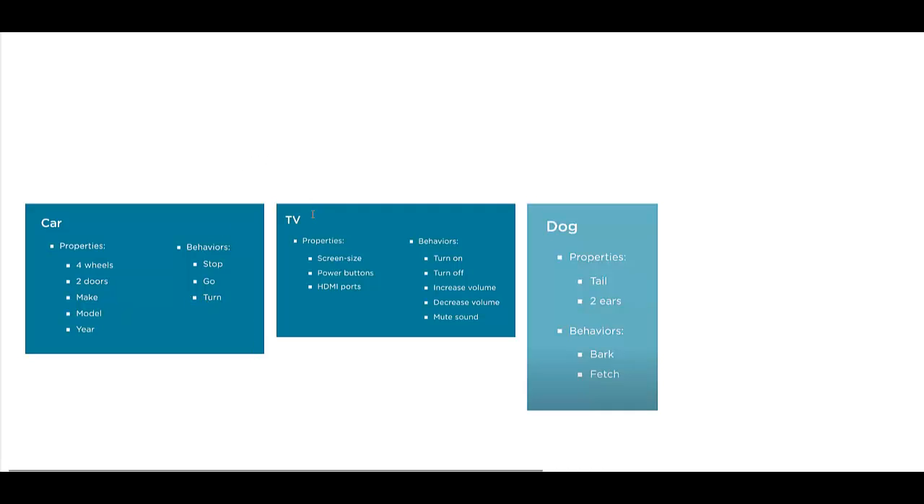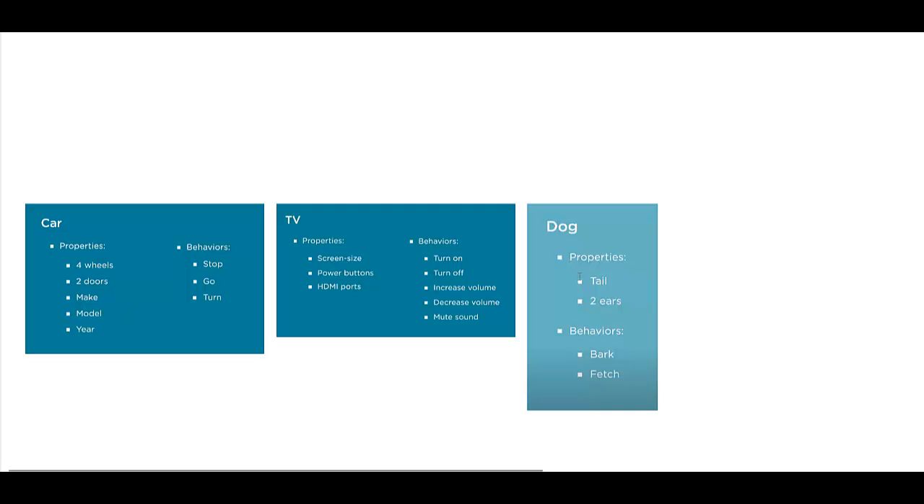Let me take another example. The object is television and it has the properties: screen size, power buttons, HDMI ports, and the behavior of this object television is that it can turn on and off, it can increase volume and decrease volume, and it can mute sound. To take another example of a real world object, the dog.